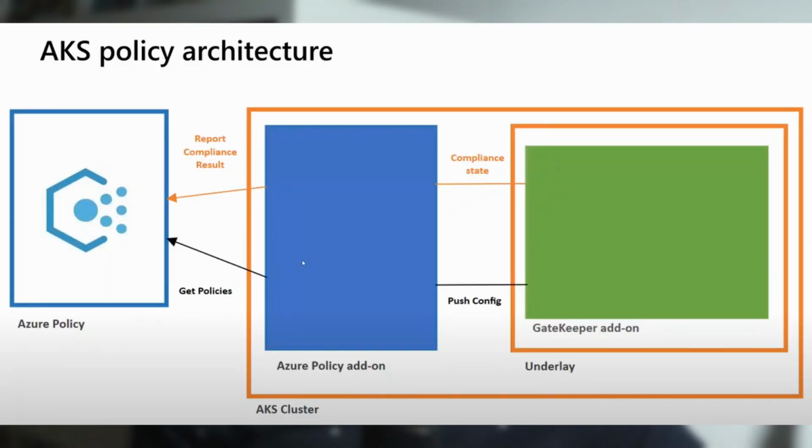Then with OPA Gatekeeper, we have a bridge between the Kubernetes API server and OPA, the open source policy engine, which provides a high-level language to define your policies. It means that Gatekeeper checks every request that comes into the cluster to see if it violates any of the predefined policies. So at the end of the day, you have a centralized place where you can push down the policies across all of your AKS clusters or see all the compliance results as well.